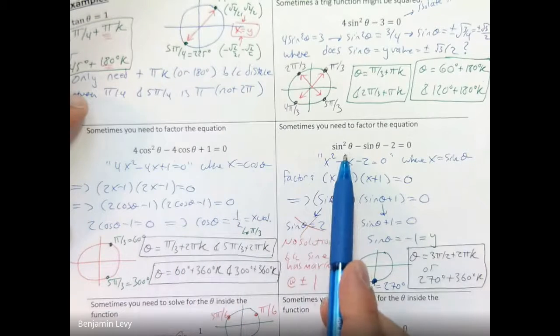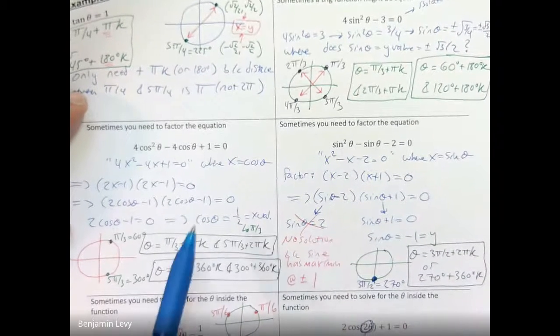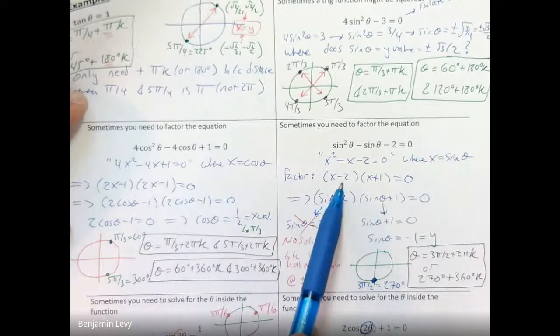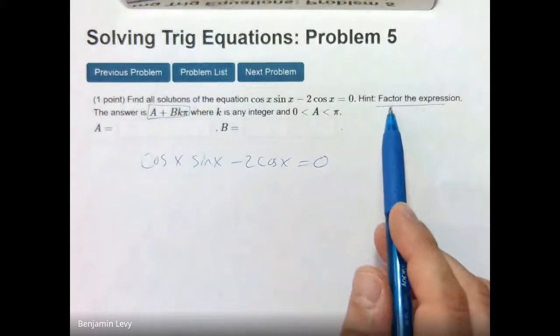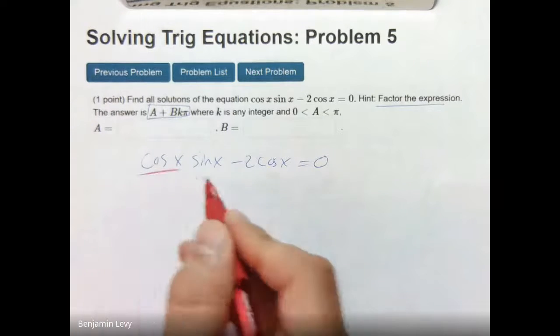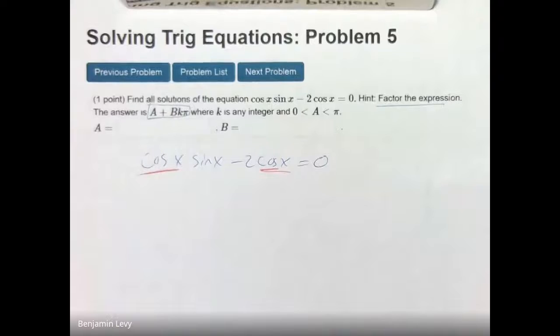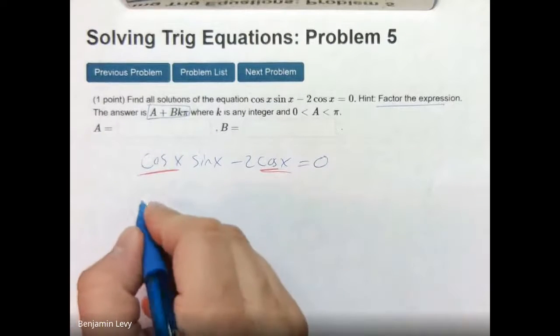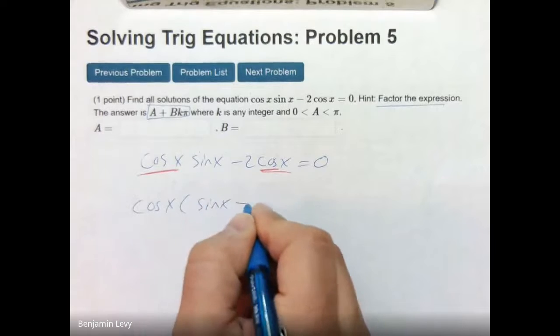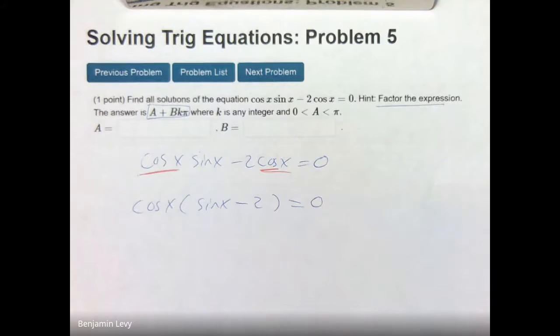Now these ones had a square in them, so they're slightly different, but we did factor some things in those 2 equations. And we're going to want to do something similar on this one because we're being told to factor, right? You can see that there's a cosine and a cosine, and so you can factor out the cosine to get this. Does that seem okay to folks?